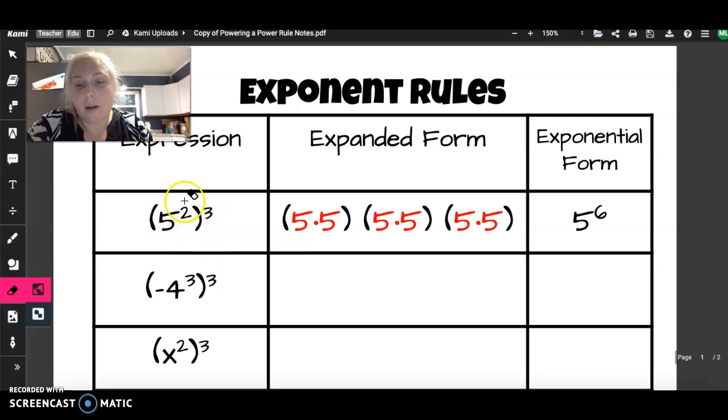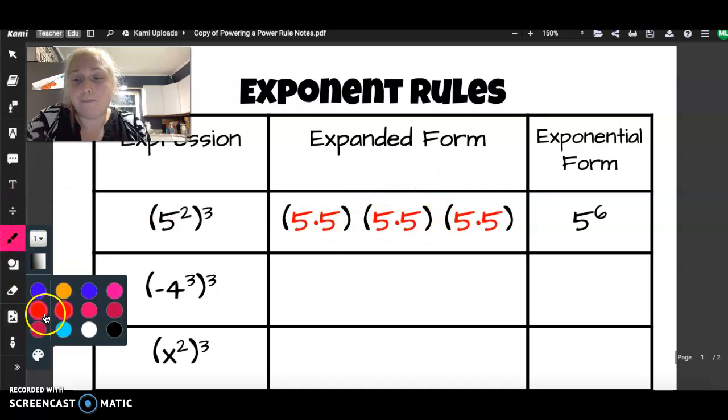Which is bizarre, and you guys might not have a clue what to do with that at first, but we just have to break it down just like what we did with the other two rules. We're going to look at the expression, the expanded form, and the exponential form to figure out what is the rule that's happening with the base and between the exponents that's going to give us our exponential form, so that we don't always have to pull it out to expanded form.